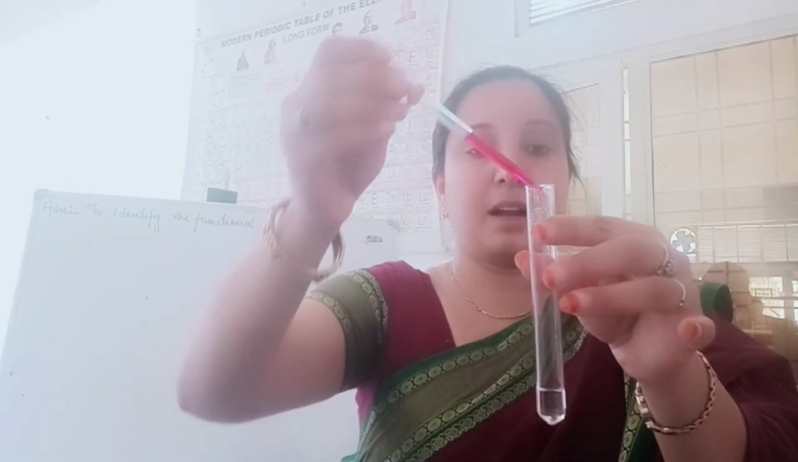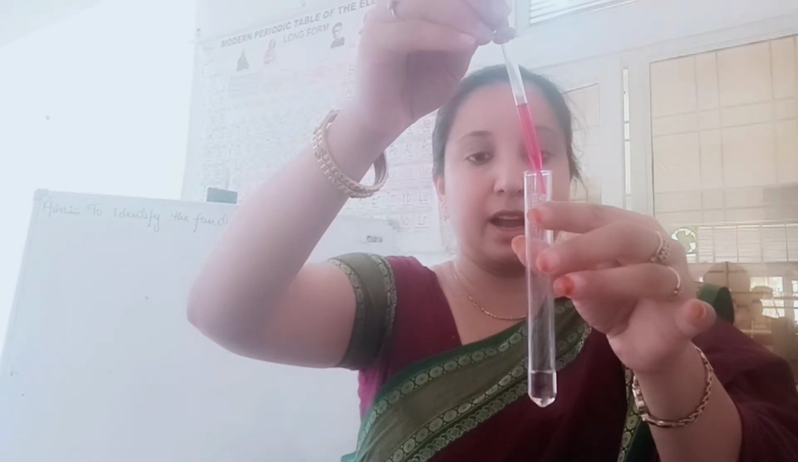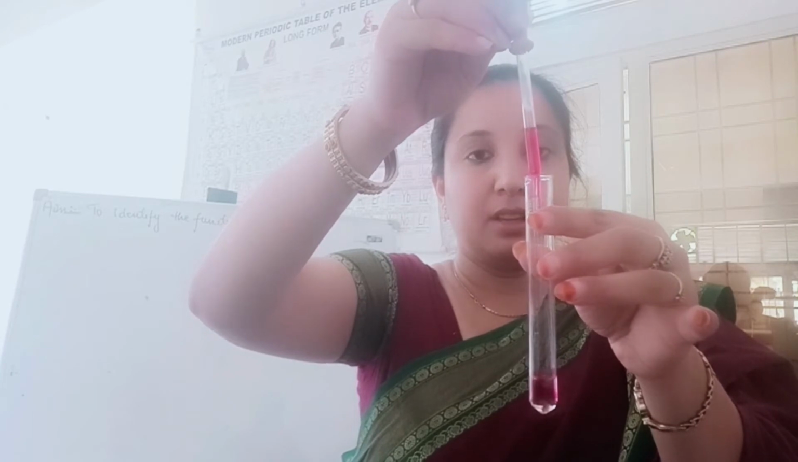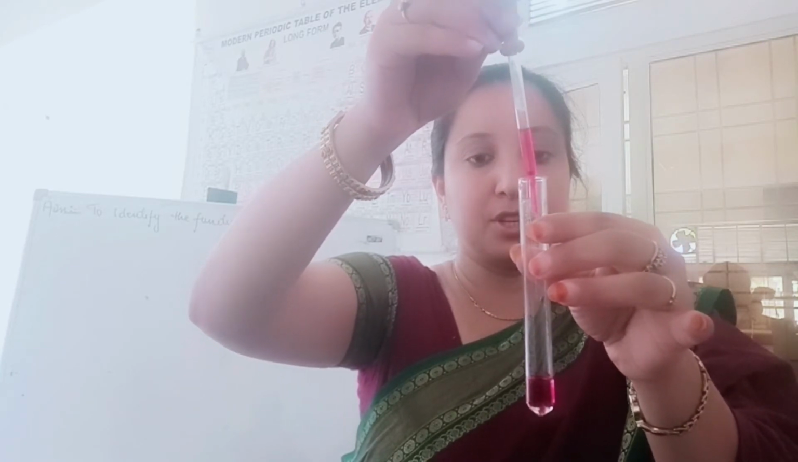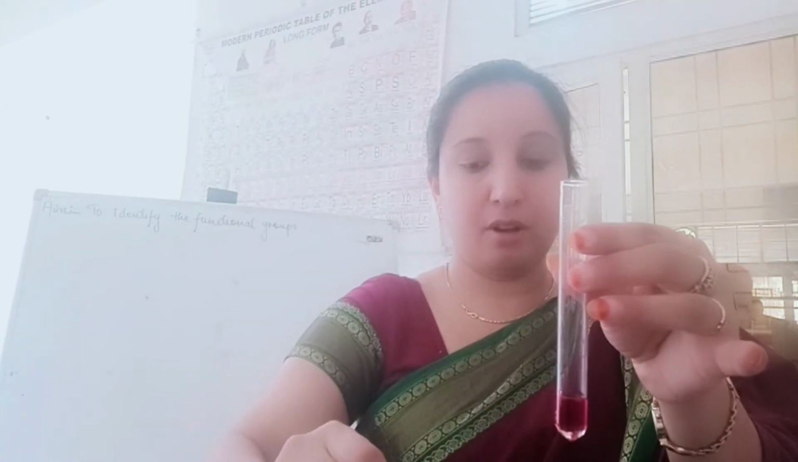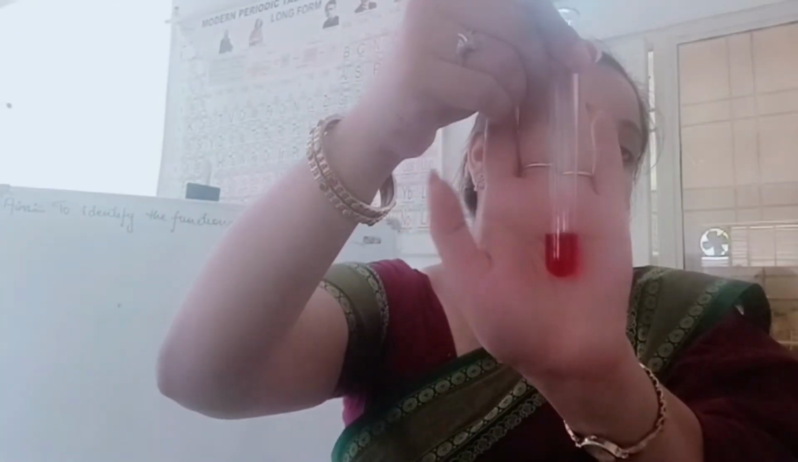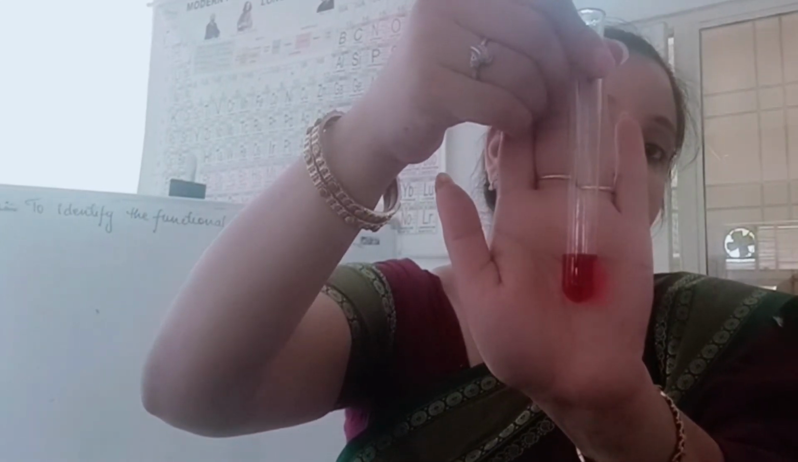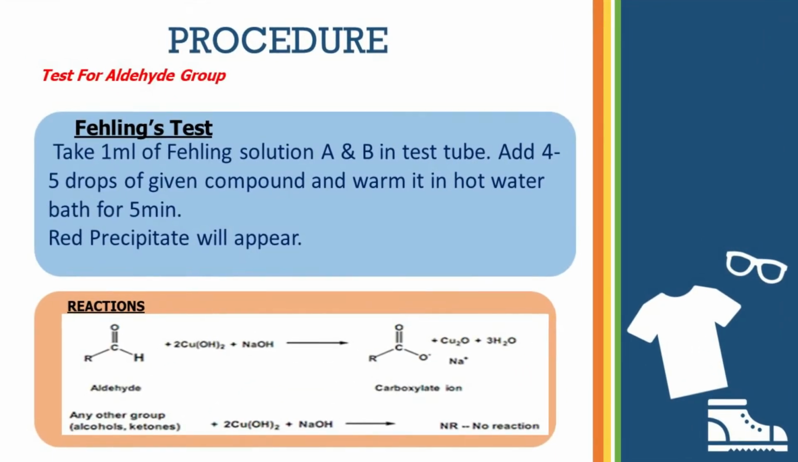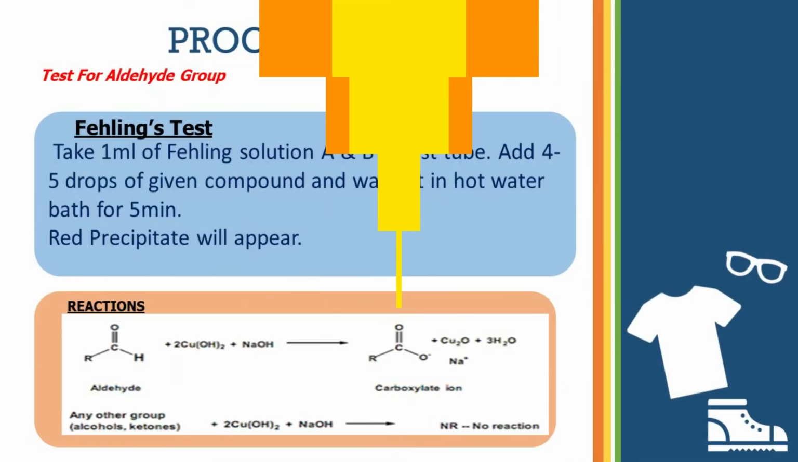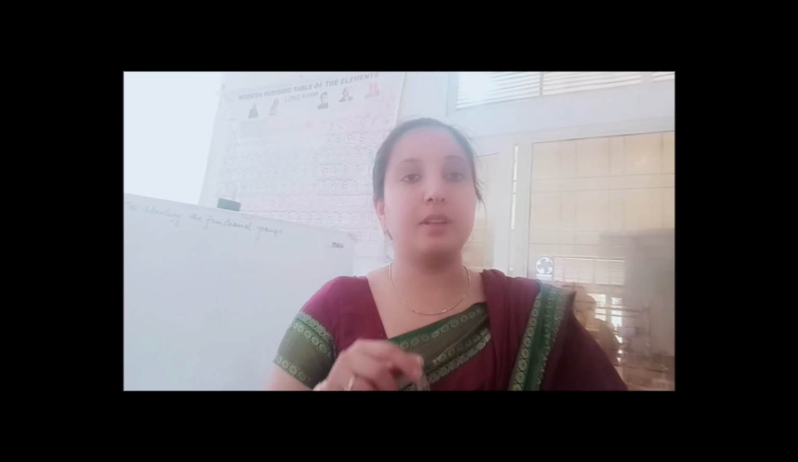When you add the Schiff's reagent, if it is an aldehyde group, then it will change to a magenta or a pink color or a red color. This appearance of a color shows you the presence of the aldehyde group in the given sample.